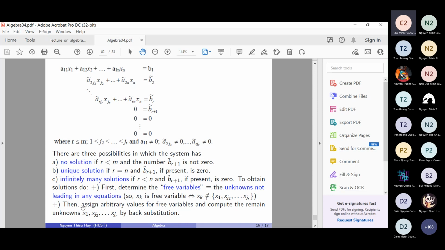You can solve any solution. Let me show you an example now, and I will choose it such that it has infinitely many solutions. That is interesting, yeah. You have to choose some unknowns so that they become free variables. But it's easy, because that unknown is not leading in any equation. So let me show you an example.